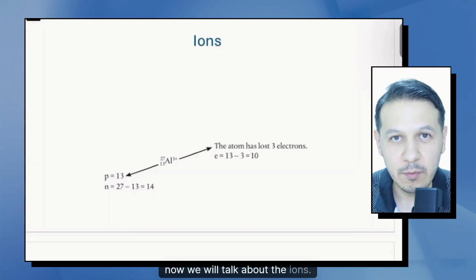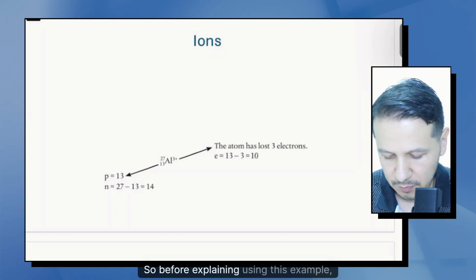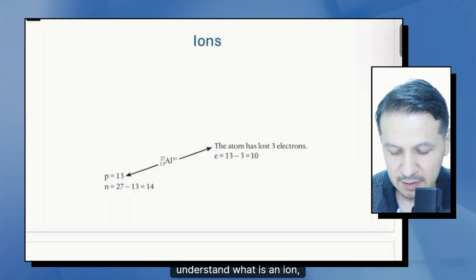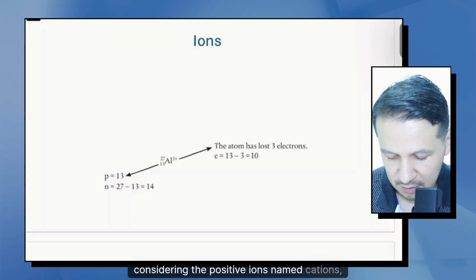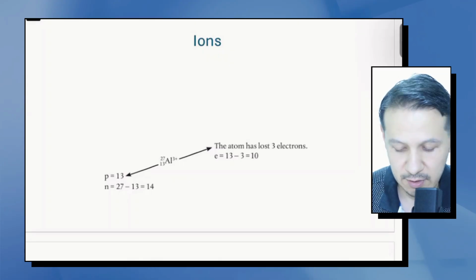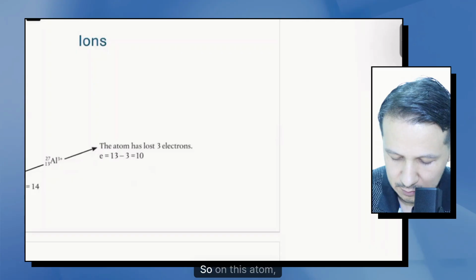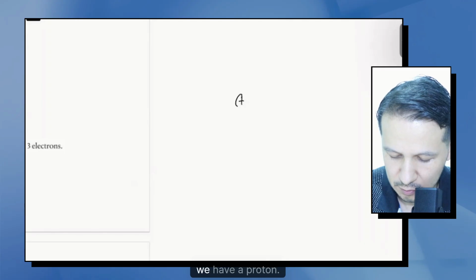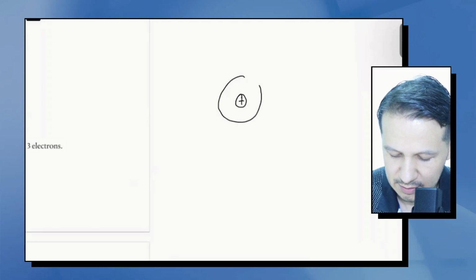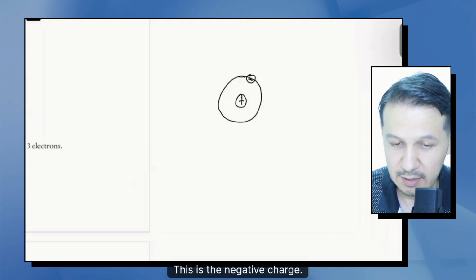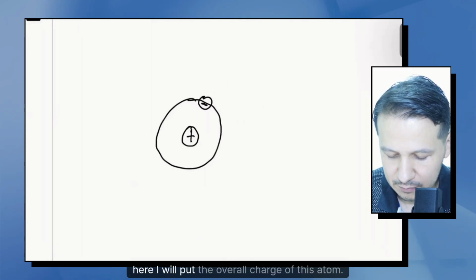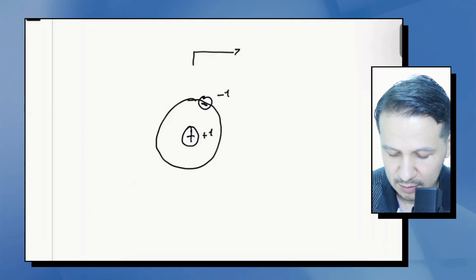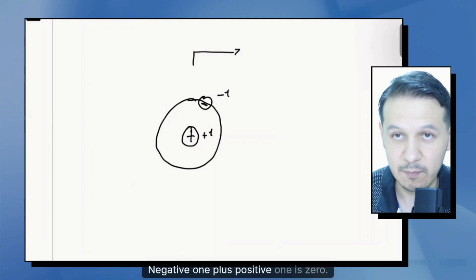Okay, now we will talk about ions. Before explaining using this example, I want to show you a very easy method to understand what an ion is, considering the positive ions named cations and the negative ions named anions. So let's imagine that you have an atom. In the nucleus, we have a proton. Imagine that this is the atom. And here we have an electron. This is the negative charge, and here we have the positive charge. Here, I will put the overall charge of this atom. Because we have -1 and we have +1, the overall charge is 0. -1 plus +1 is 0.